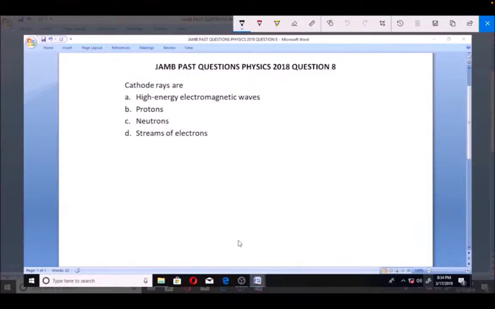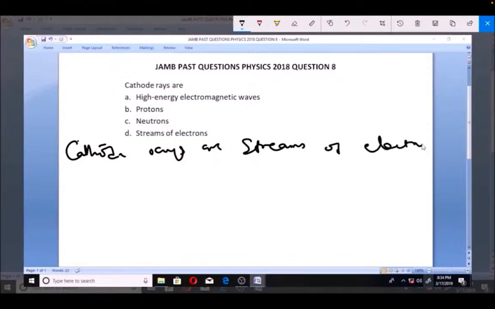Now, cathode rays are streams of electrons, and their effects can be observed using a cathode ray tube in a process known as thermionic emission. So, for us to understand this question very well, we need to state this fact that cathode rays are streams of electrons. That is what cathode rays are, streams of electrons.